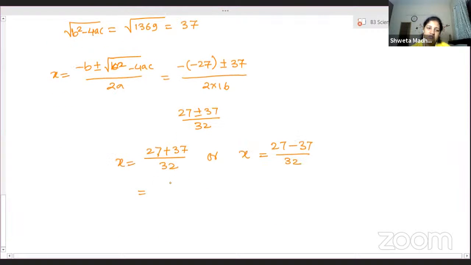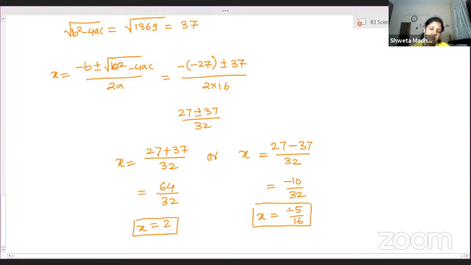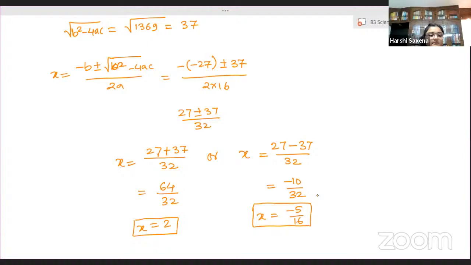Simplify. It is 64 by 32, which is 2. So one value of x we got is 2, and the second value is minus 10 by 32, which is minus 5 by 16. Understood?